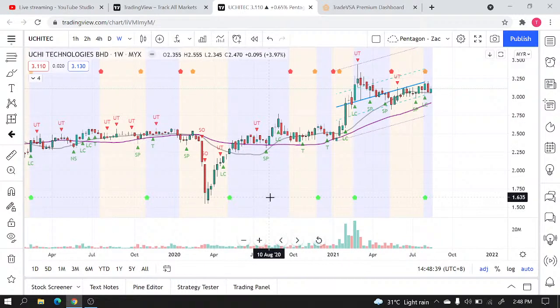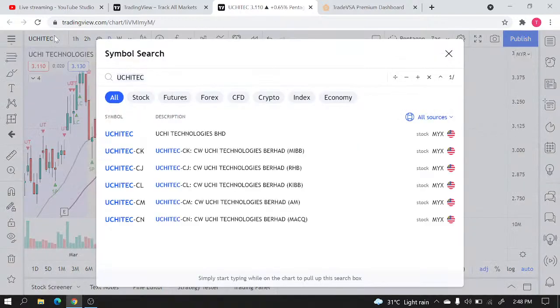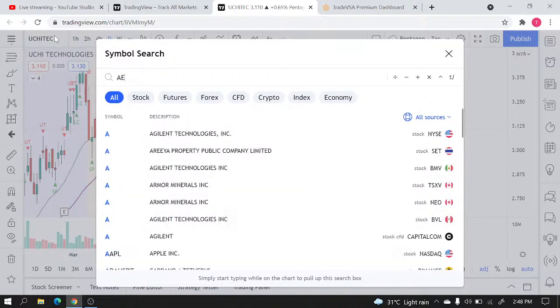Use bar replay to study how the trend line forms and changes for better understanding. Oh yeah, good one, Wong. Yes, correct. You can actually use the bar replay to study that too. But recently I haven't got the time to do the bar by bar.